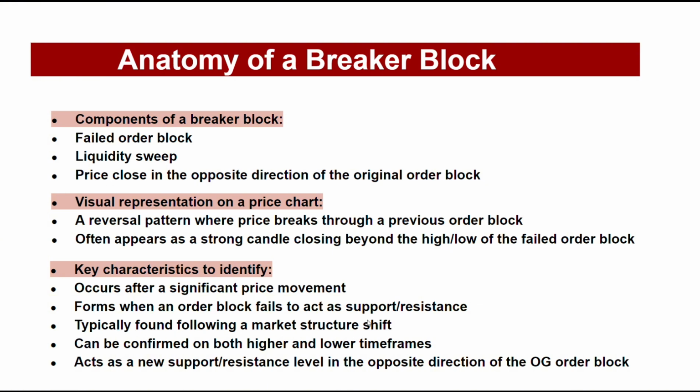It's typically found following a market structure shift. So if we go to the lower time frame, if we're looking for breaker block entries on the 5 minute or the 1 minute, we may see a potential market structure shift that could give us validation for a potential breaker block being formed, aka an order block being closed above. This typically can be confirmed on both higher time frames and lower time frames, so it doesn't matter what time frame we use them on.